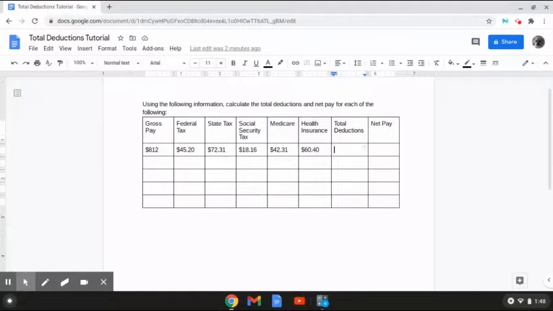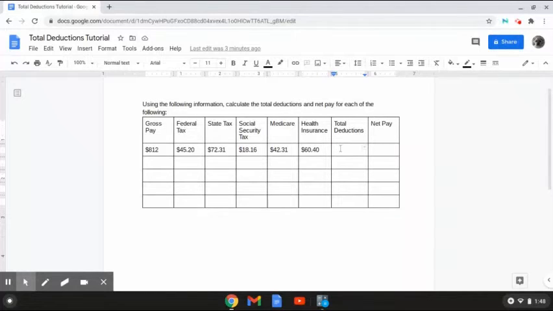Alright, so this first problem reads, using the following information, calculate the total deductions and net pay for each of the following. Now, we are not going to be going over net pay in this video. I will be covering that in another video, but we will be going over how to calculate the total deductions. So this is the gross pay, federal tax, state tax, Social Security tax, Medicare, and health insurance. We don't use the gross pay number at all. We are going to be focusing on these 5 columns right here.